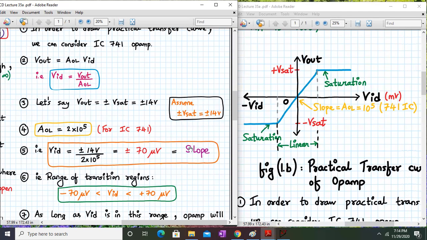Actually, this slope is incorrect. The slope will be only for the AOL. So kindly ignore this slope part. Okay, the rest is all fine.